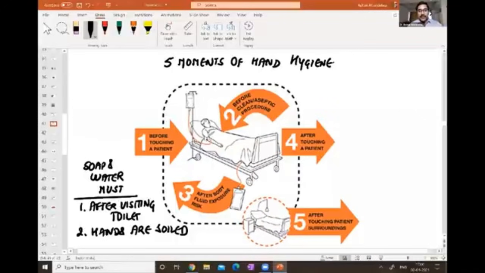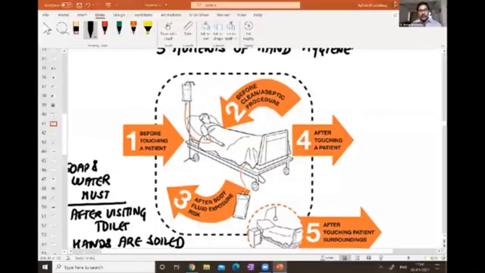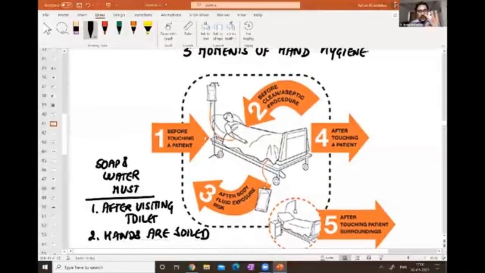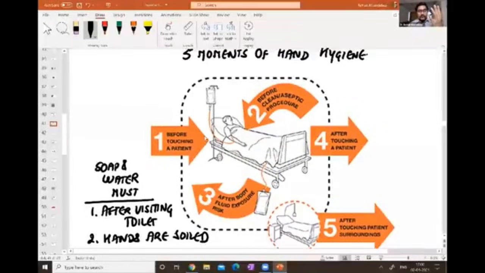So you should use a sanitizer before touching the patient, after touching the patient, if you touch the patient's surroundings, if you're exposed to the body fluids of the patients, and before carrying out any procedure. These are the 5 moments of hand hygiene where an alcohol-based sanitizer should be used.